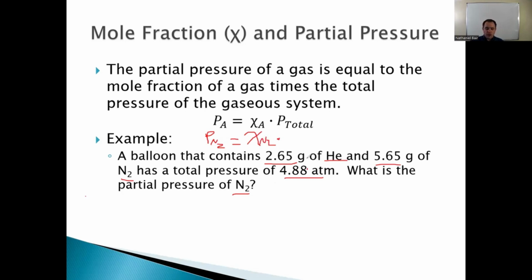Now we have the total pressure. That's just 4.88 atmospheres. So if we can get the mole fraction of the nitrogen, then we can multiply that by 4.88 and get the individual partial pressure of the nitrogen. Well, how are we going to do that? We're going to have to convert the 2.65 grams of helium to moles of helium. We're going to have to convert the 5.65 grams of nitrogen to moles of nitrogen. And then we can take the moles of nitrogen divided by the total moles to get the mole fraction. So why don't you take a second to get started on that? I'll start writing this guy down.